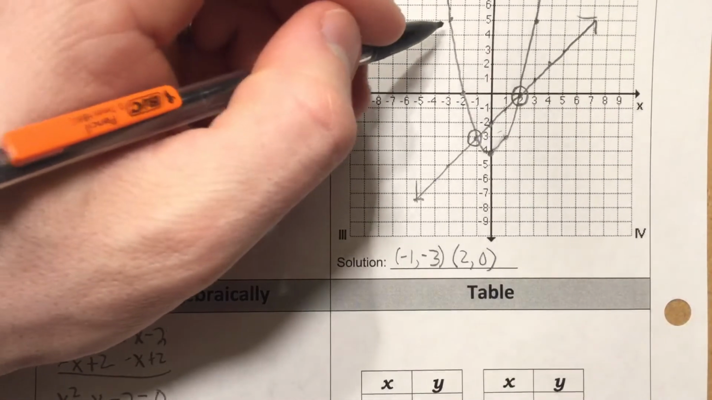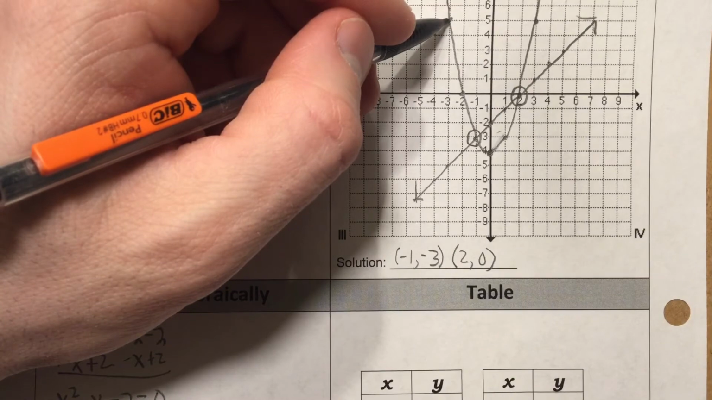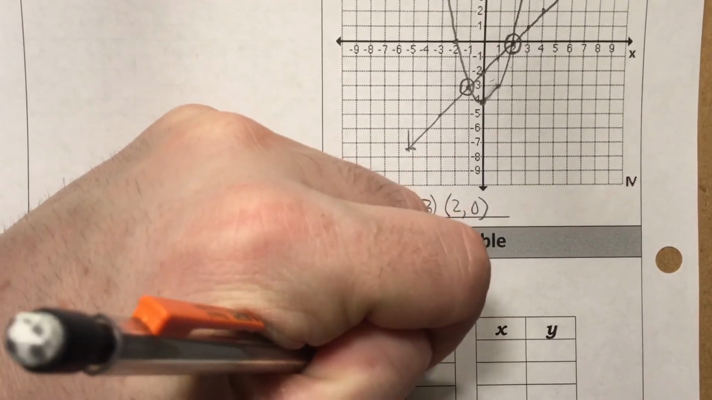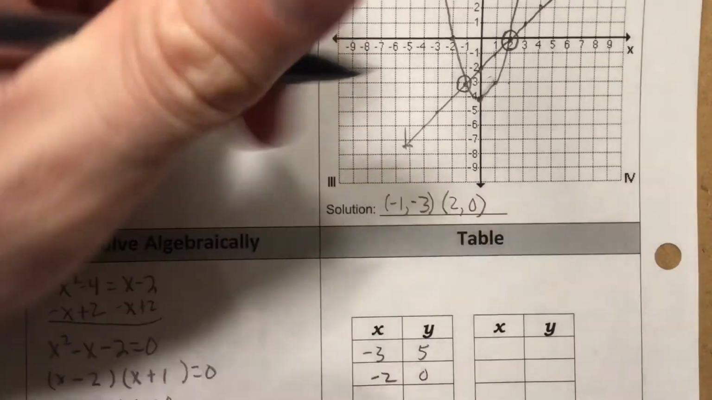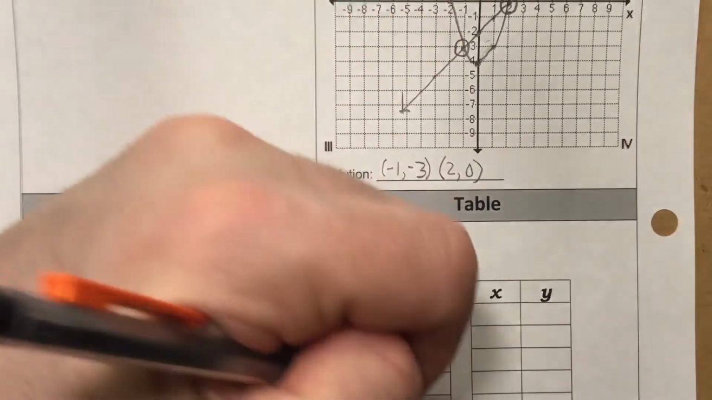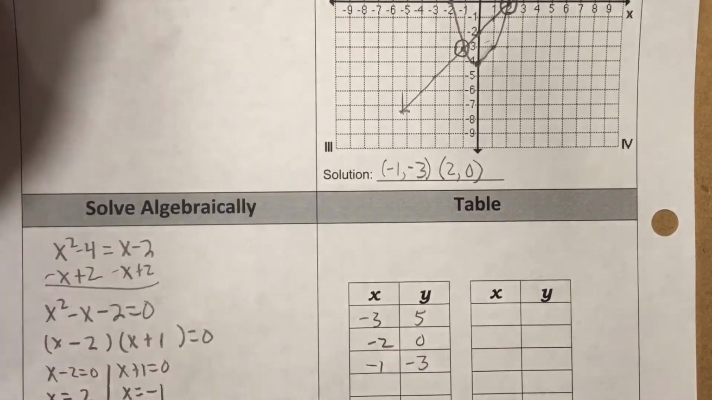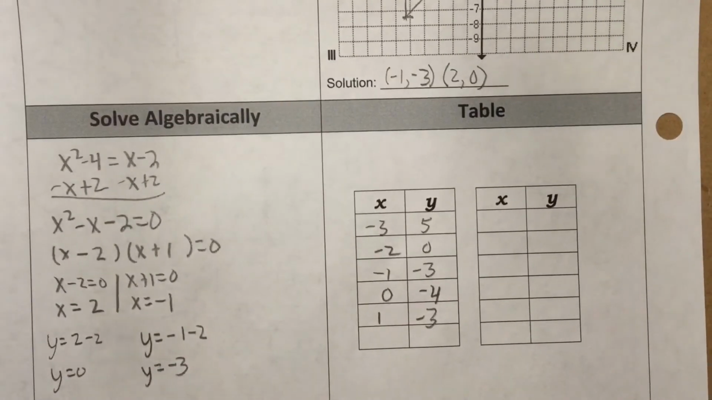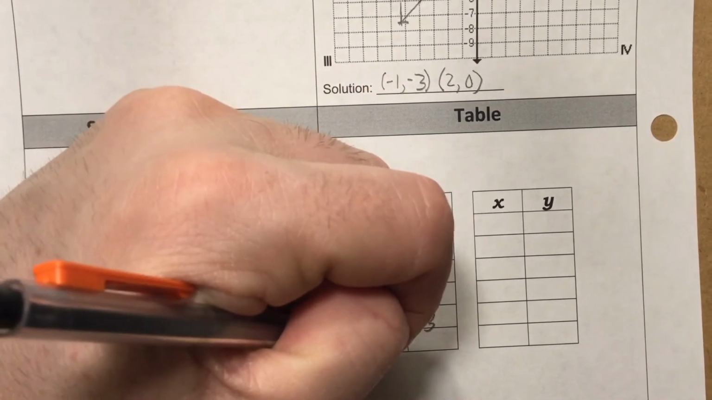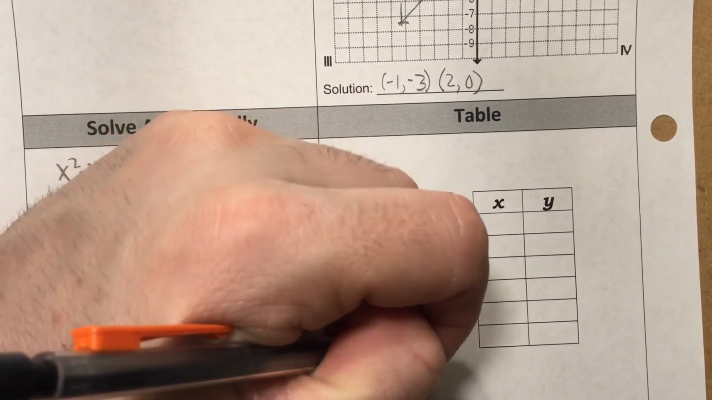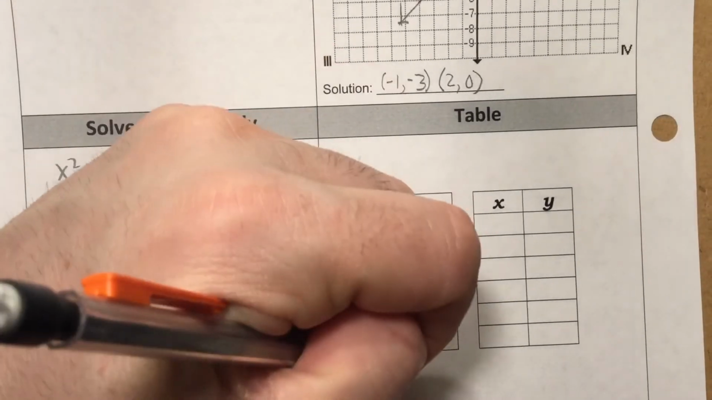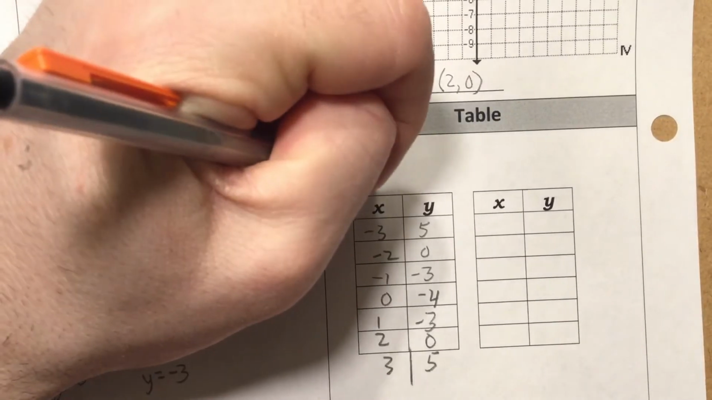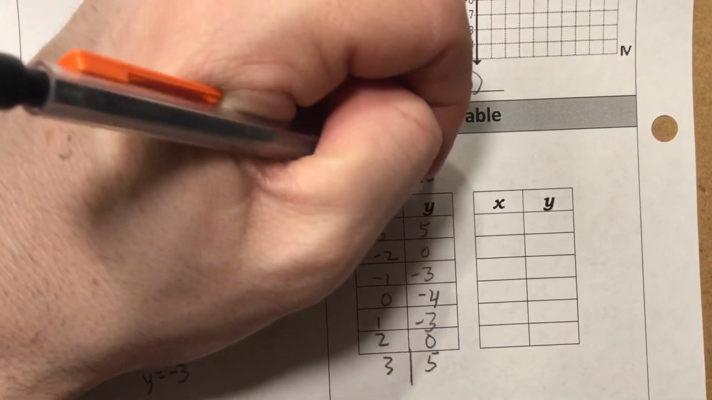So I'm just going to pull my points directly off the parabola. So (-3, 5), (-2, 0), (-1, -3), (0, -4), (1, -3), (2, 0), and (3, 5). And that was the table for y equals x squared minus 4.